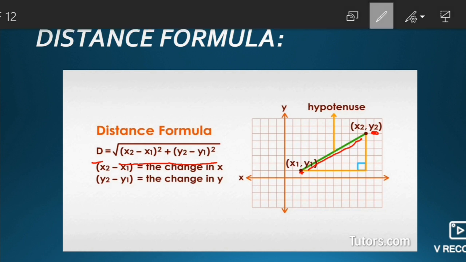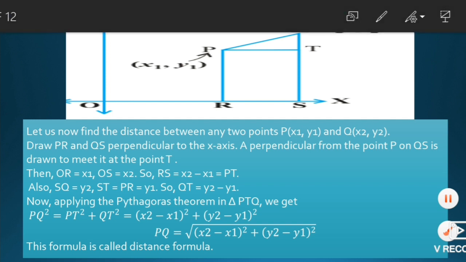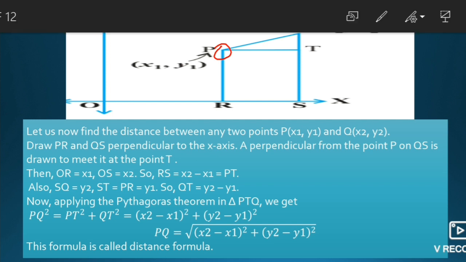So how can I evaluate this formula? Let us find the distance between any 2 points P, whose coordinate is x1, y1, and Q, whose coordinate is x2, y2. So this is P point, and this one is marked as Q point. From P and Q, draw the perpendiculars PR and QS on the x-axis. These two are perpendicular on the x-axis.